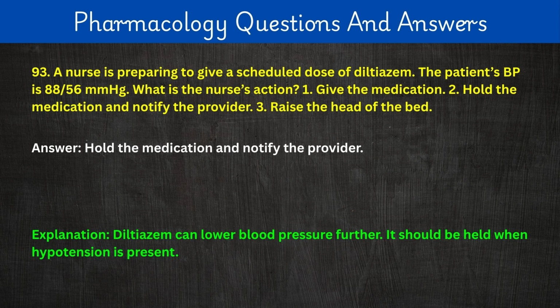93. A nurse is preparing to give a scheduled dose of diltiazem. The patient's BP is 88/56 mmHg. What is the nurse's action? 1. Give the medication. 2. Hold the medication and notify the provider. 3. Raise the head of the bed. Answer. Hold the medication and notify the provider. Explanation. Diltiazem can lower blood pressure further. It should be held when hypotension is present.